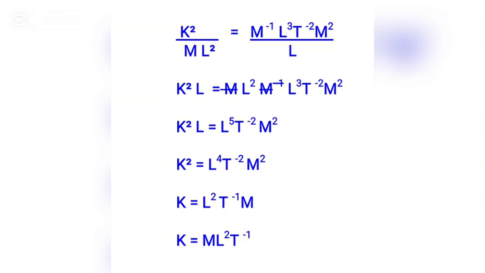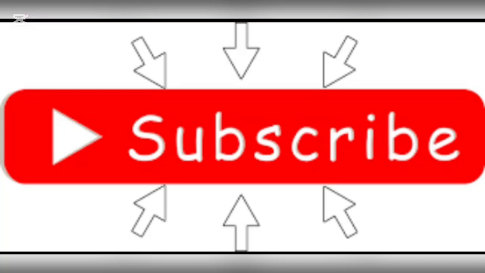Let's rearrange this so that M will come first, L will come next, T will come last. In that case, we'll now have k is equal to M, L raised to power 2, and T raised to power minus 1.